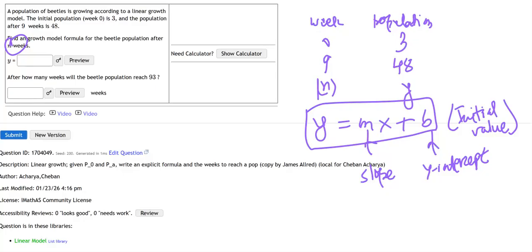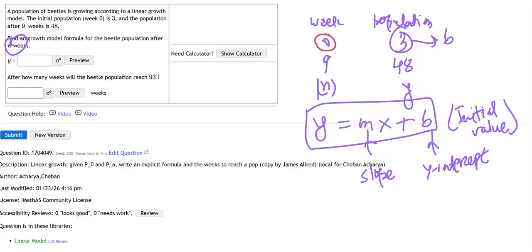So to find this, we've got to find what's the m here and what is the b here. So b here is obviously initial population, which is at week 0, because at week 0 the population is the initial or starting population, which is 3. So this is b. Now we need rate of change. So rate of change is how much population increases in every week, per week.